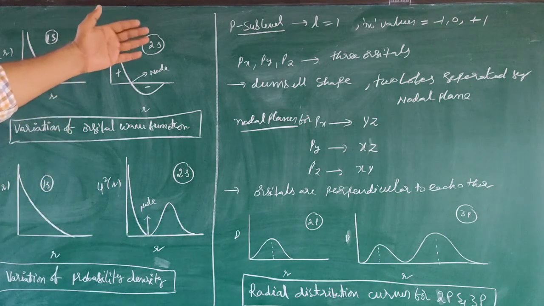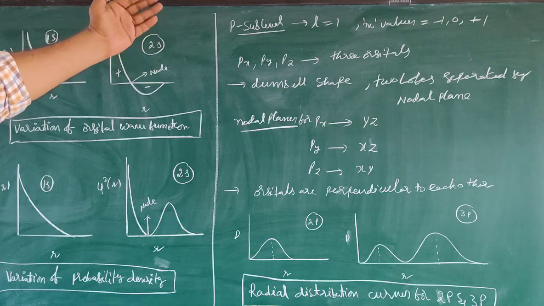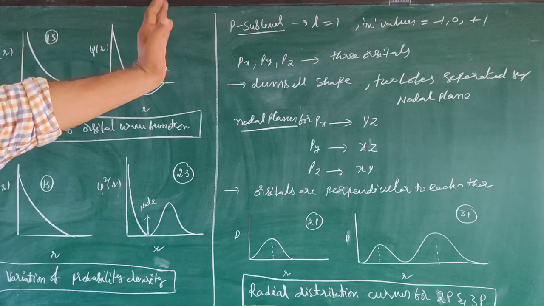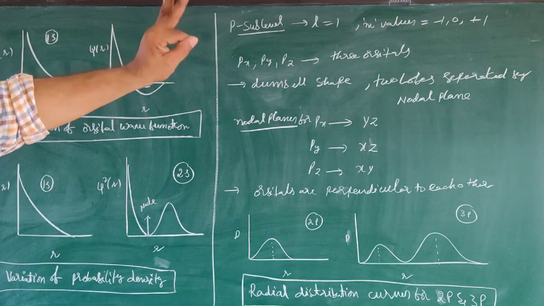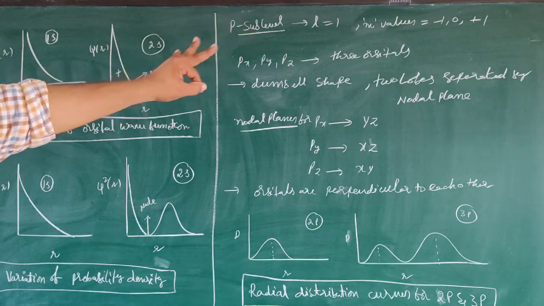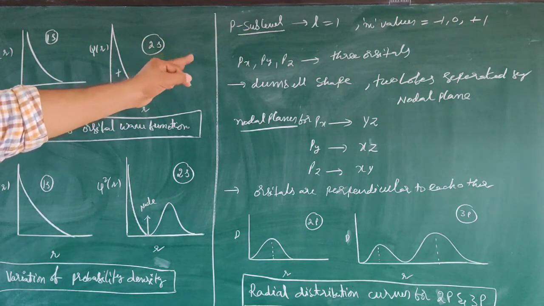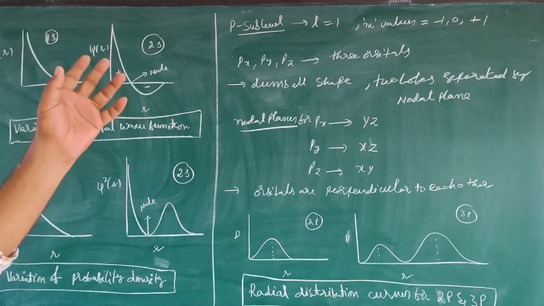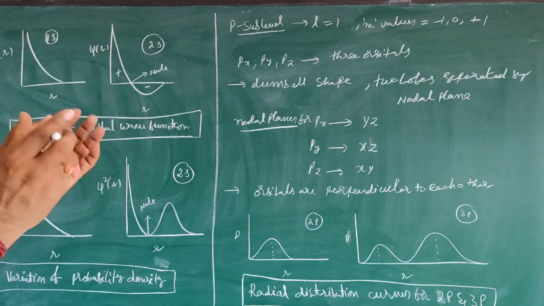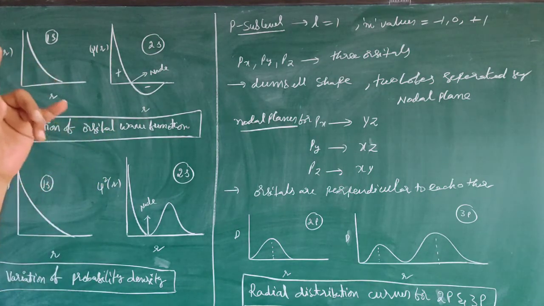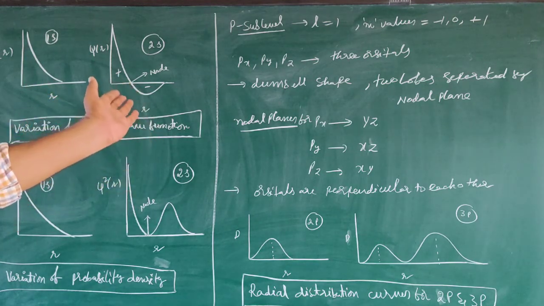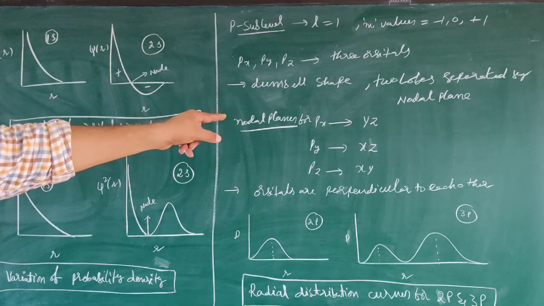Next one, if you consider the p sub level, for the p sub level L is equal to 1, then automatically the m values become -1, 0, +1. So 3 different m values represent 3 different orbitals: px, py, pz. Each orbital is a dumbbell shape. It has two lobes separated by one nodal plane. Okay, the nodal plane for px is the x orbital.